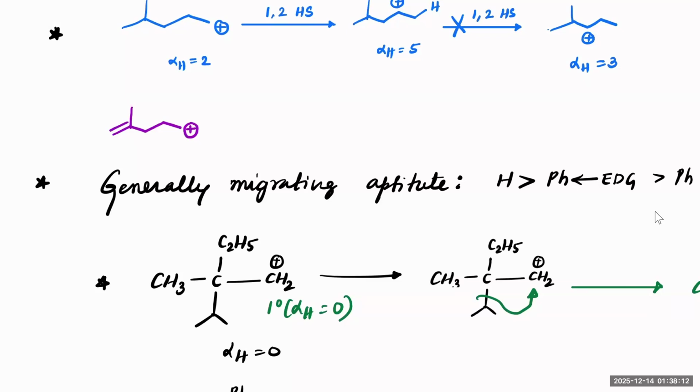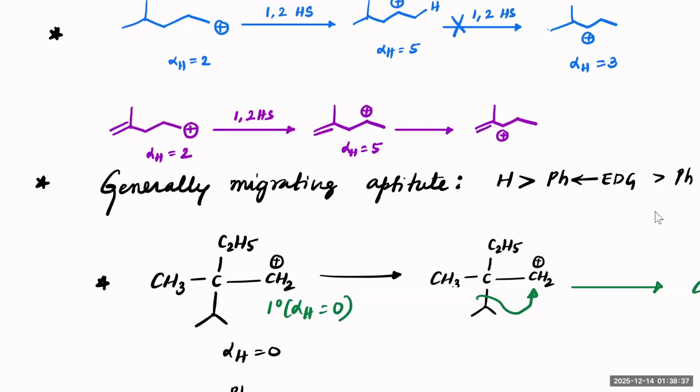Okay. Now let's see the first case, 1,2 hydride shift. Is it possible? Answer is yes. Here positive charge can come because you could notice alpha hydrogens from 2, now it has changed to 5. Thereafter, if it changes to this position, the number of alpha hydrogens is only 2, because this side is the only position where we have alpha hydrogens.